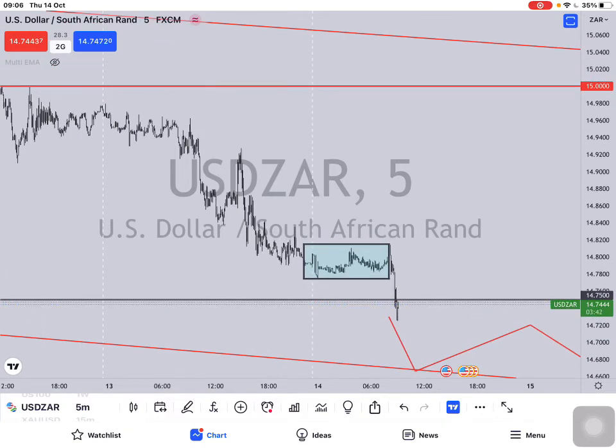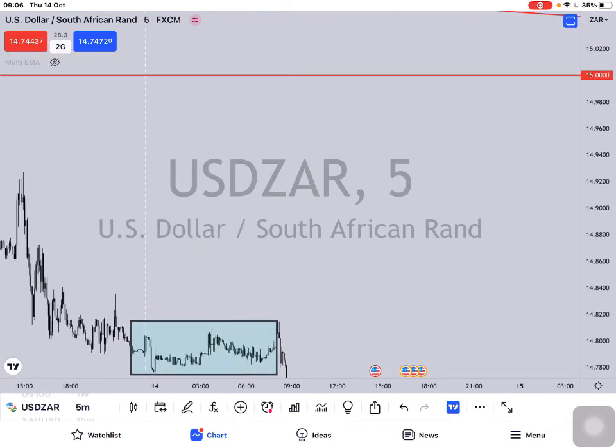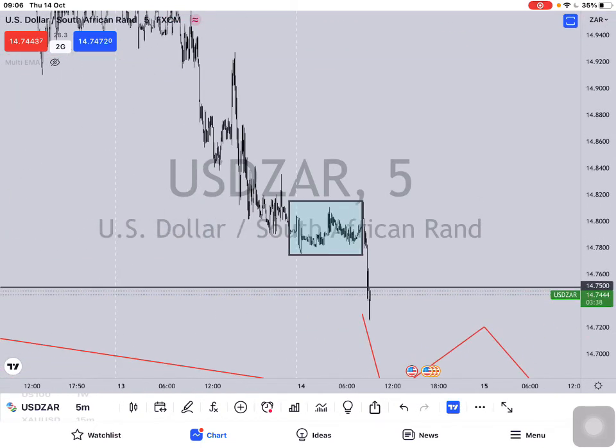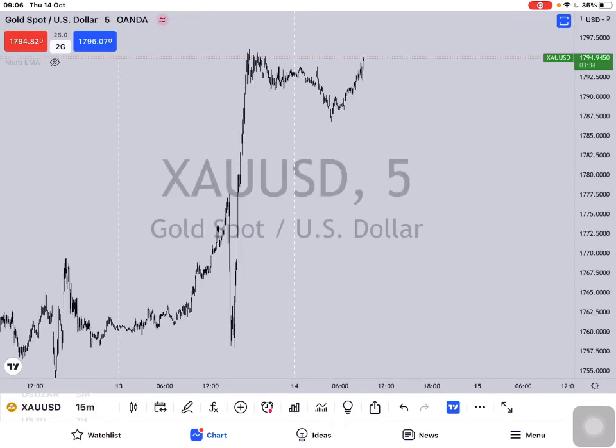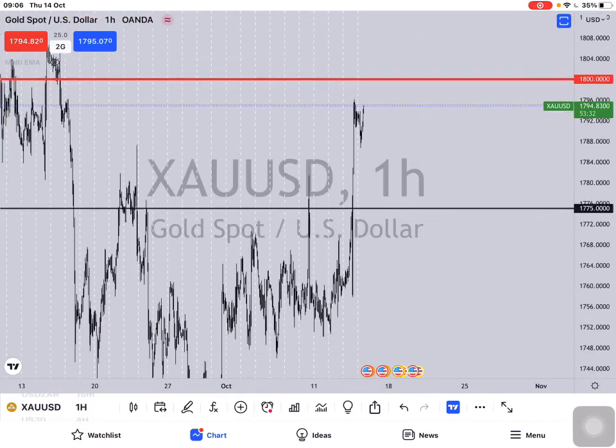So that's what I'm expecting for USDZAR intraday today. Possible buys on USDZAR. We will update this at a later stage. Let's just have a quick look at gold. Now let's see gold on the H1 time frame.